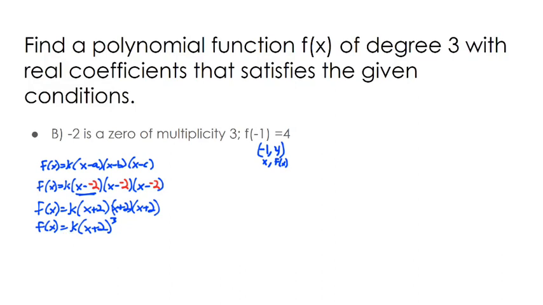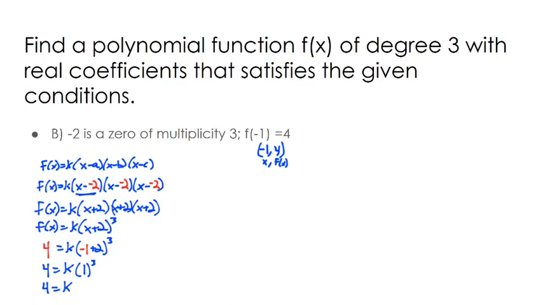So I'm going to play the same game as last time. I know that -1 is an x value and 4 is a y value, so I'm going to substitute those into our function. So 4 is the y value, and our x value is -1. Let's just solve with algebra and see where we get. I have 4 equals k times (-1 plus 2), which is just 1, to the third power. 1 to the third power is 1. k times 1 is k. So we find that our k value is 4.